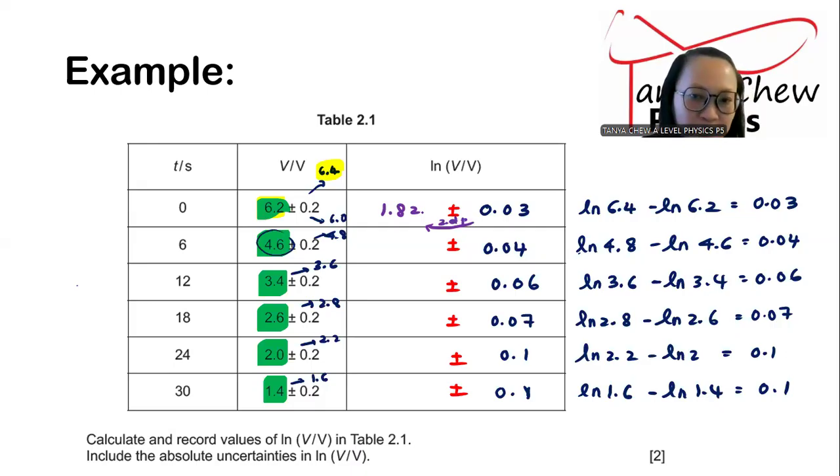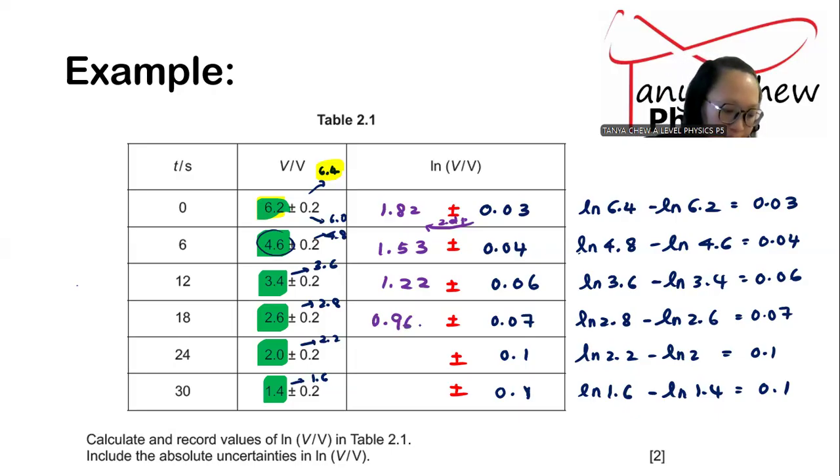Now, the next one, ln 4.6. Look at the absolute uncertainty. It is in 2 decimal points. So I put it in 2 decimal points, which is 1.53. Ln 3.4. Look at the absolute uncertainty. It is in 2 decimal points. So that is why I put 1.22, 2 decimal points. Ln 2.6. Look at the absolute uncertainty of 2.6. I got 0.07, which is 2 decimal points. That is why I put it in 2 decimal points, 0.96.